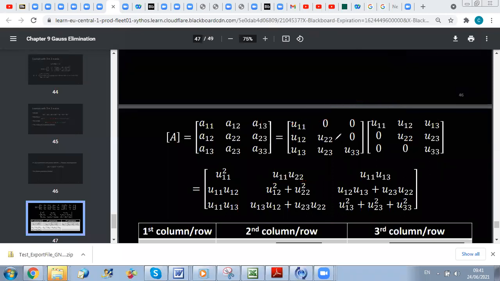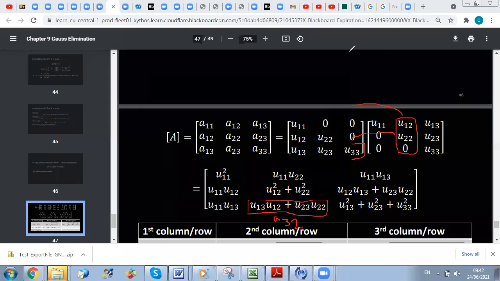And for example, if I take any element, let's say we want to determine this element, A32. Okay, so I will get it from multiplying the elements of row 3 with column 2. So I will get U13, U12 plus U23, U22 plus 0. Okay, so this is my element. You can verify all other terms. And now once I write this, I will do a comparison between A and this, because I have the equality.